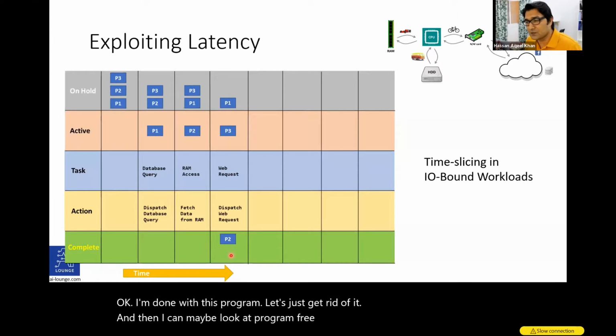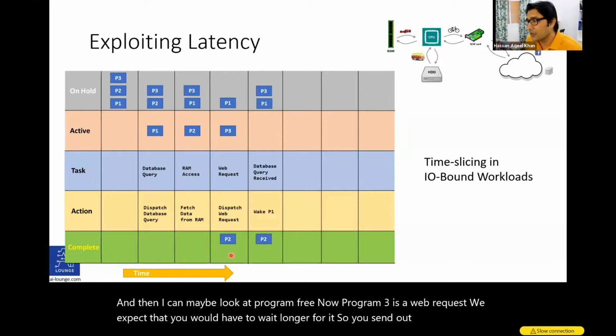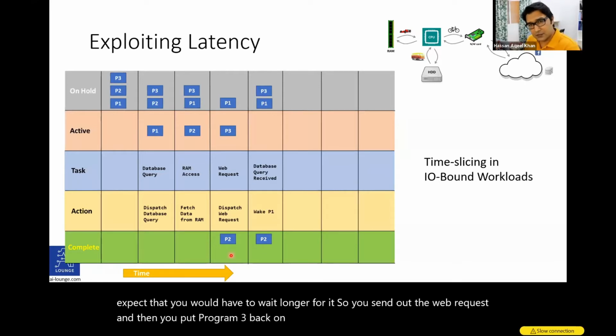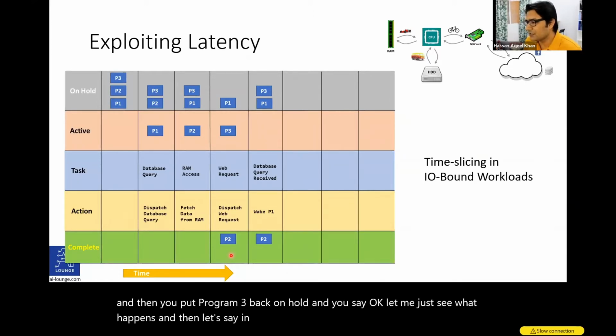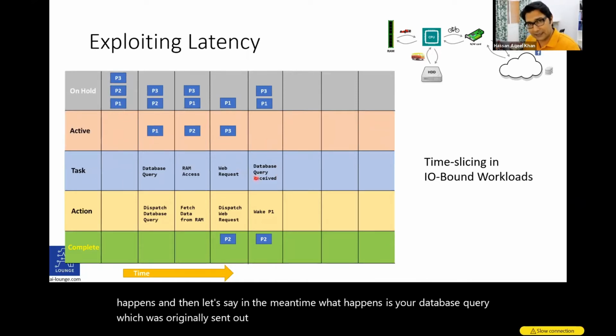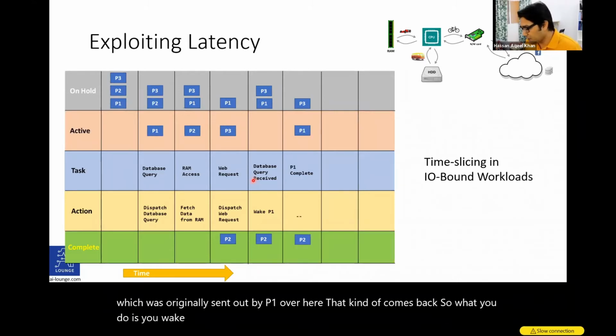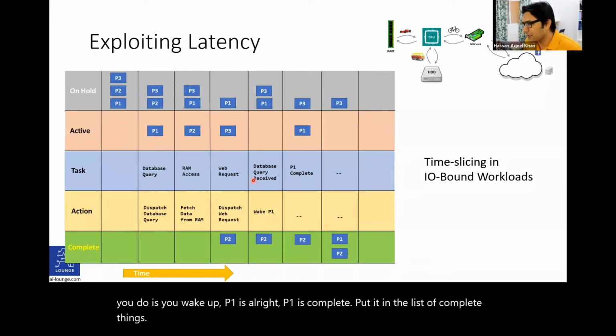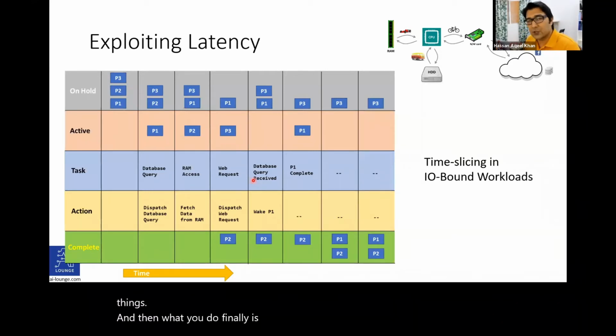And then I can look at program three. Program three is a web request. We expect that you would have to wait longer for it. So you send out the web request, and then you put program three back on hold and say, okay, let me just see what happens. In the meantime, your database query, which was originally sent out by P1, comes back. So you wake up P1, and say, all right, P1 is complete. Put it in the list of complete things. And finally, once your web request comes in, you can go ahead and complete that program as well.